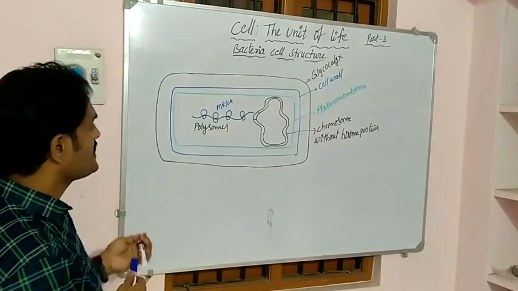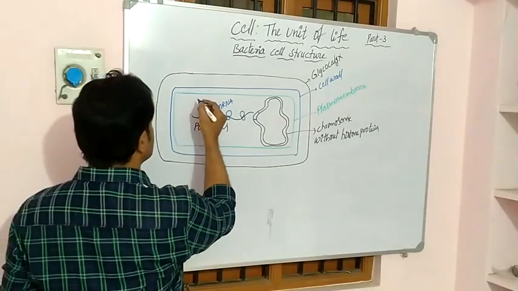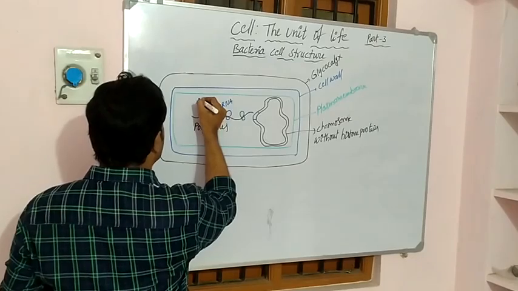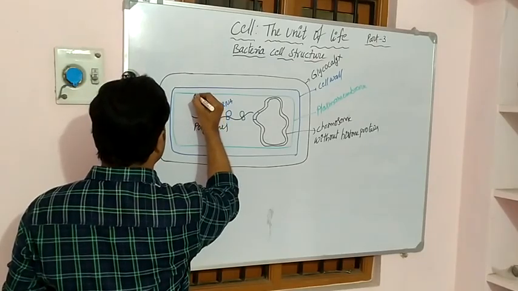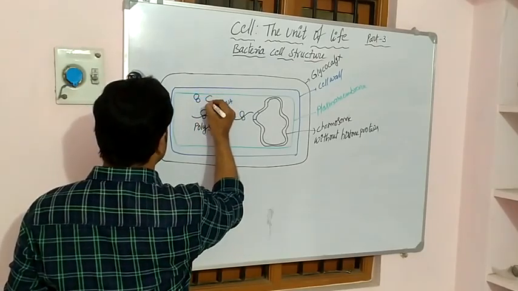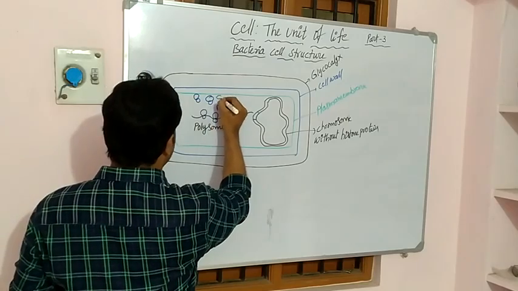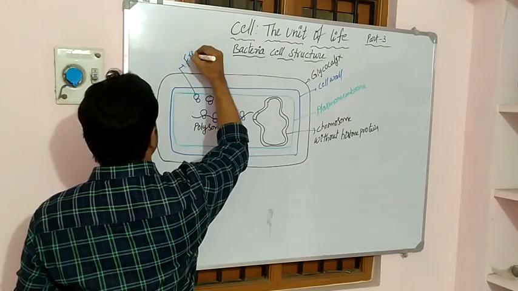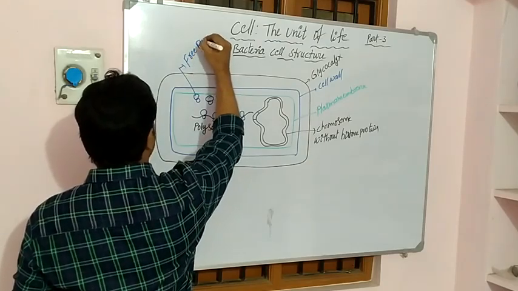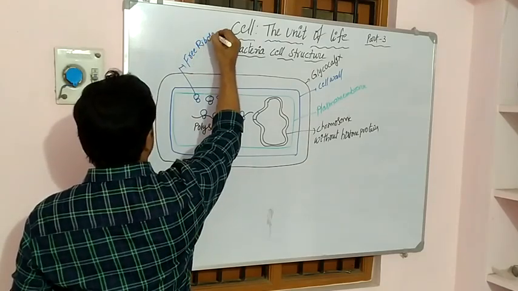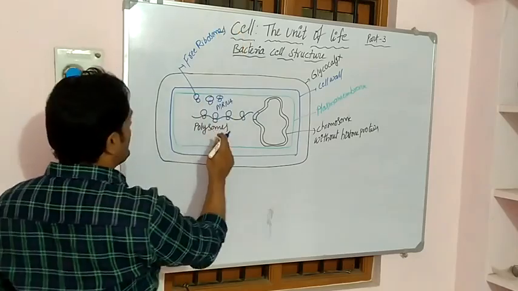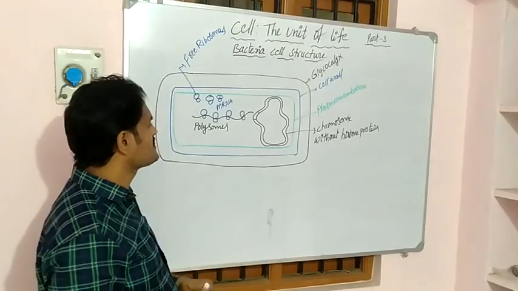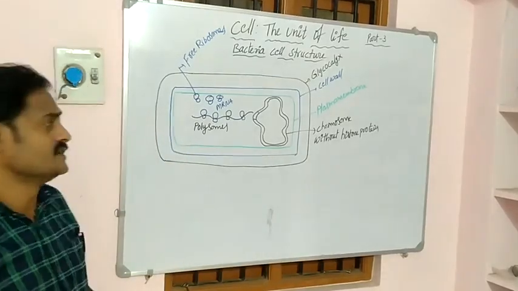So some of the other ribosomes are present in the cytoplasm of the cell individually, like this. These are not in a group. These are free ribosomes. And a group of ribosomes which are attached on the mRNA is called polysomes.